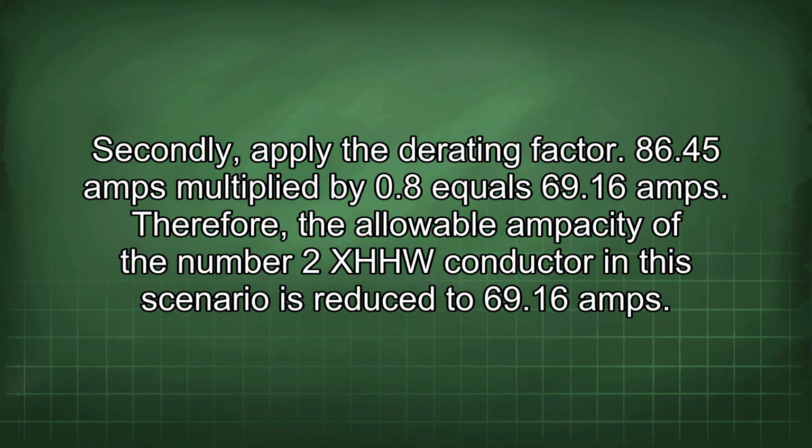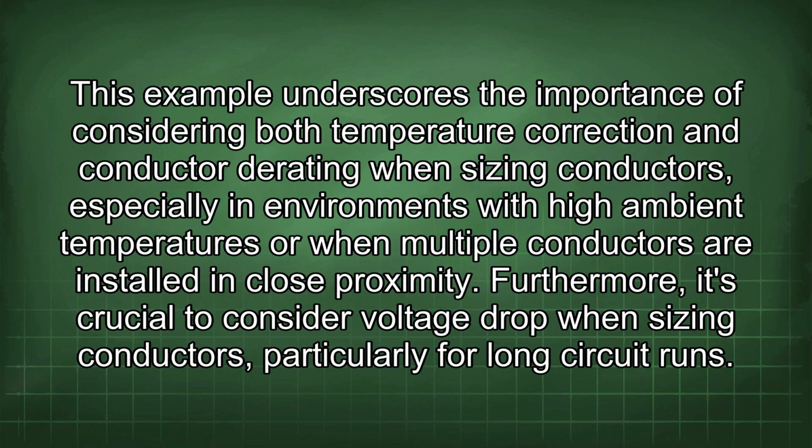86.45 amps multiplied by 0.8 equals 69.16 amps. Therefore, the allowable ampacity of the number 2 XHHW conductor in this scenario is reduced to 69.16 amps. This example underscores the importance of considering both temperature correction and conductor derating when sizing conductors, especially in environments with high ambient temperatures or when multiple conductors are installed in close proximity.